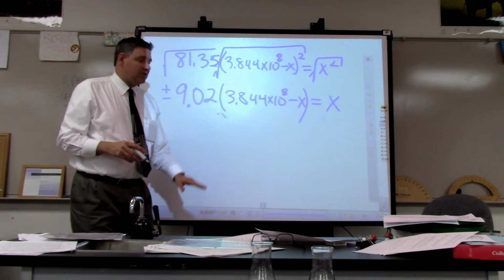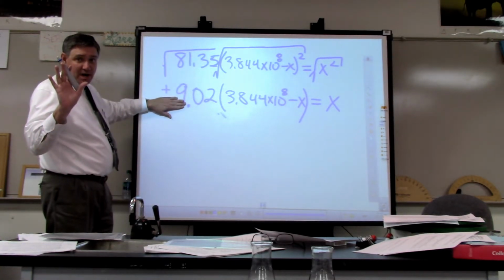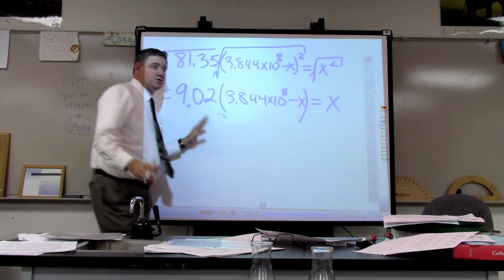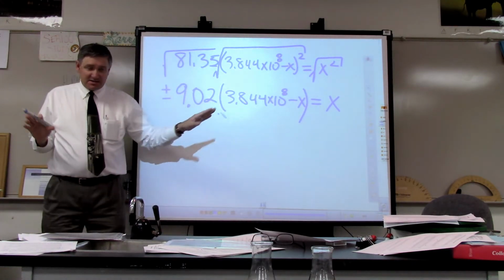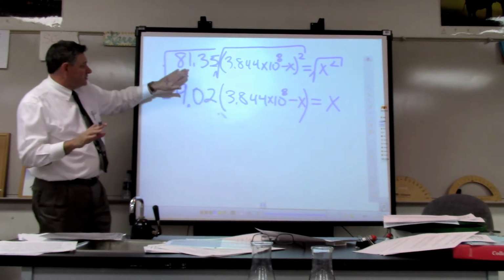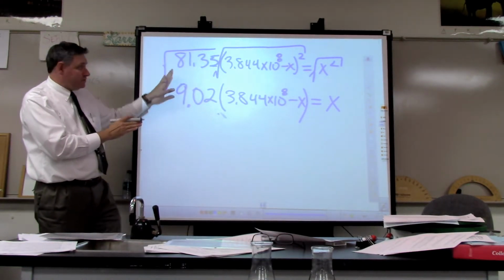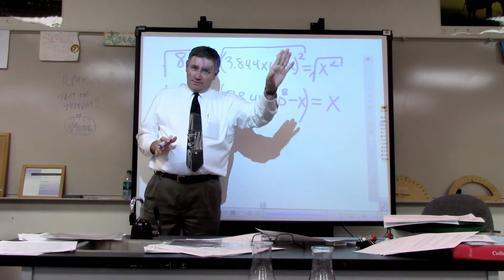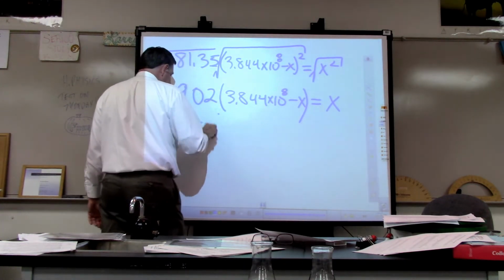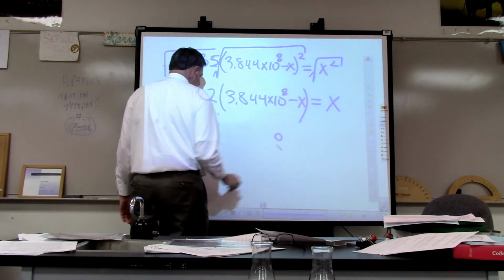Divide again. So work this as 2 separate problems. Start here, distribute a positive 9.02, get a value for x. Start over again, completely separate. Start with a negative 9.02, distribute that, here you go.